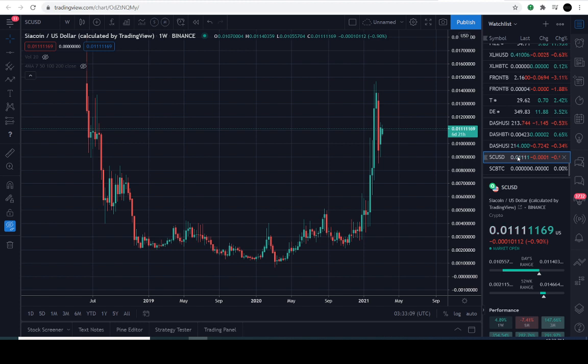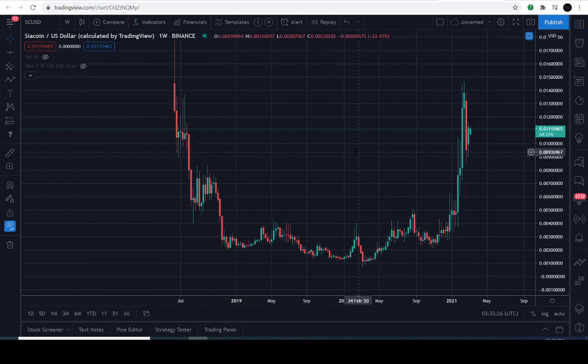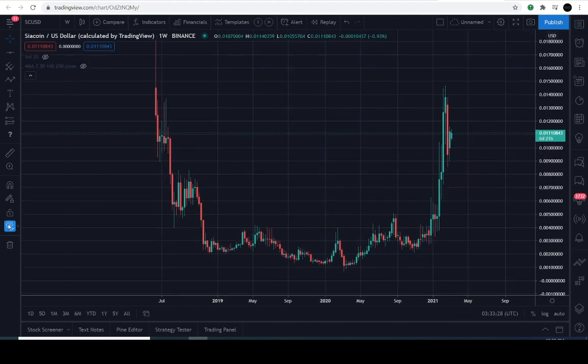So let's go ahead and get started and see what we have here in the chart, shall we? All right, so today's March the 7th, 2021, and the current price of the Siacoin USD pairing is 1.1 cents. It's down approximately 0.9% for the day. This is pretty cut and dry. Let me just show you the critical range that I found.